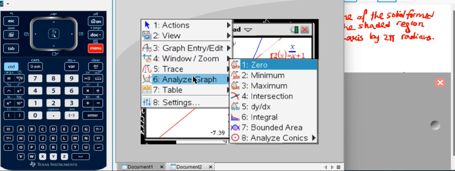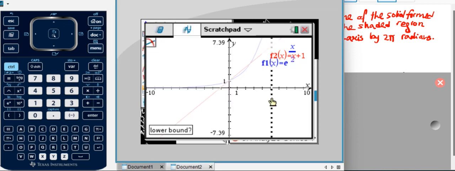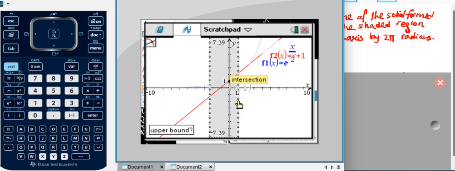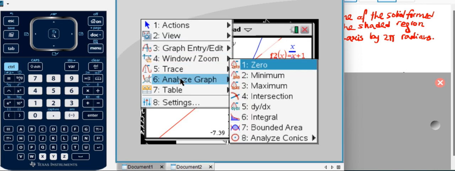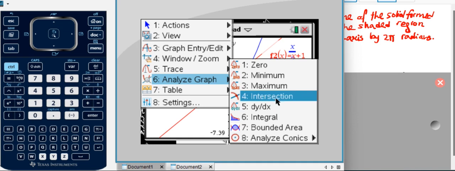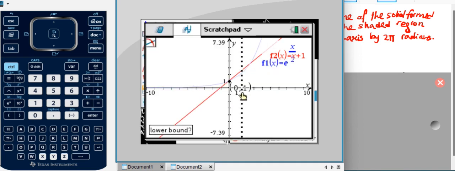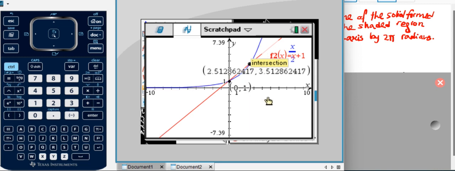And now I find the two intersections, by analyzing the graph, intersect. So start from here and then go across until you find the first intersection. So it's 0, 1. And the second intersection we will do the same thing again. Analyze graph, intersect again, start from the left of the intersection over here, lower bound, and go across. And then you can see that the answer is here.